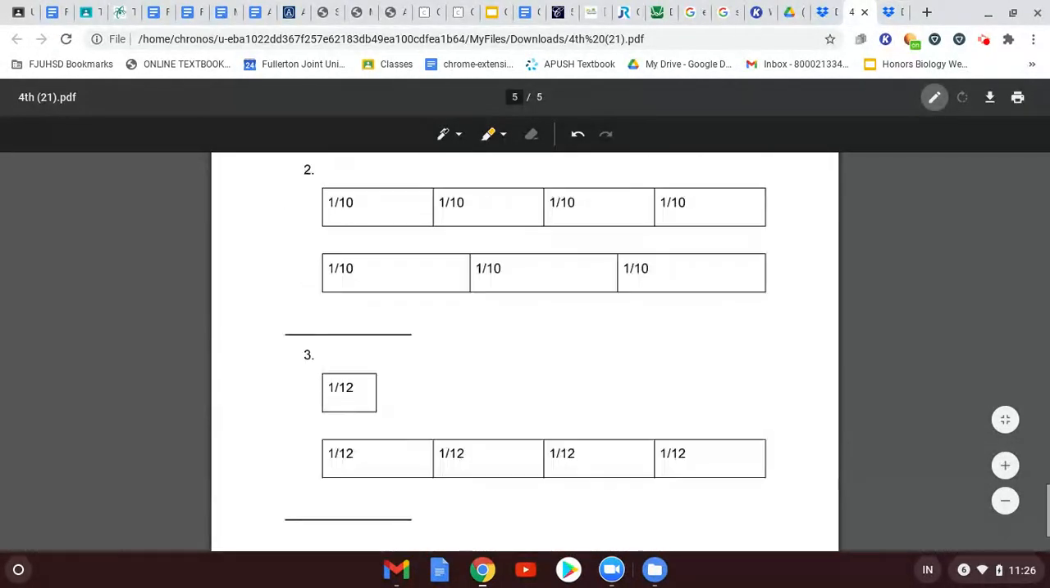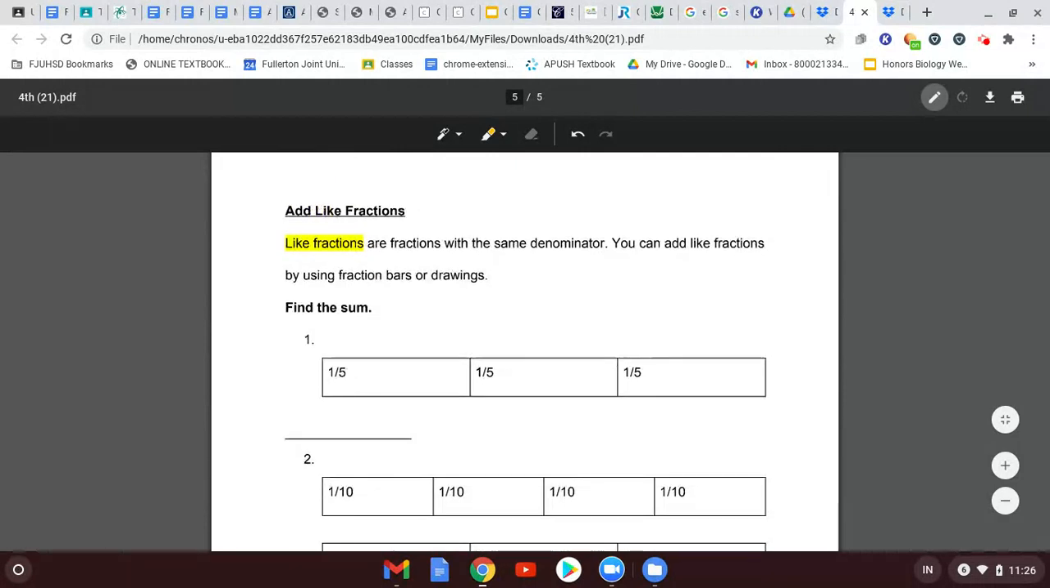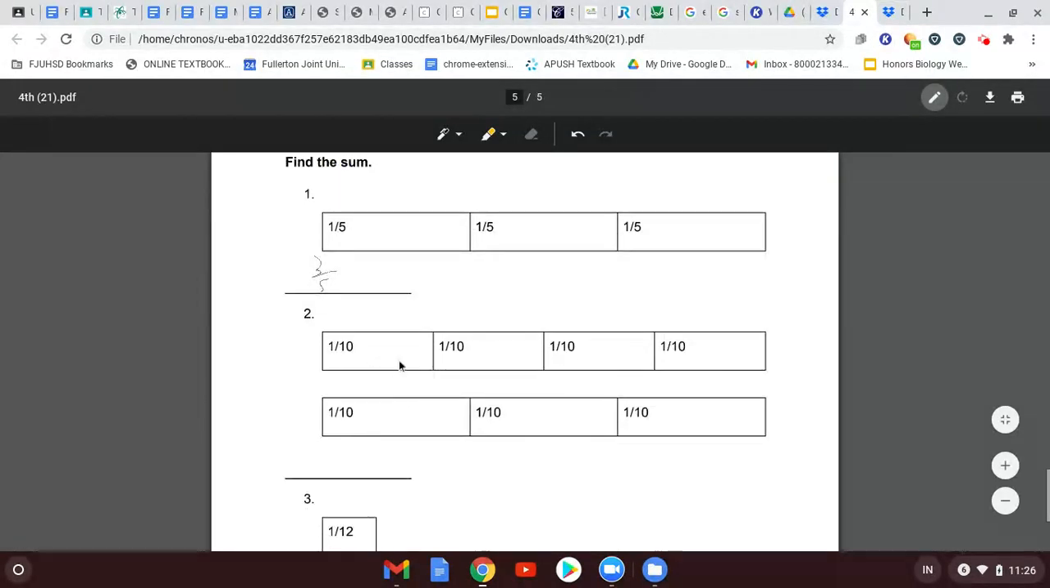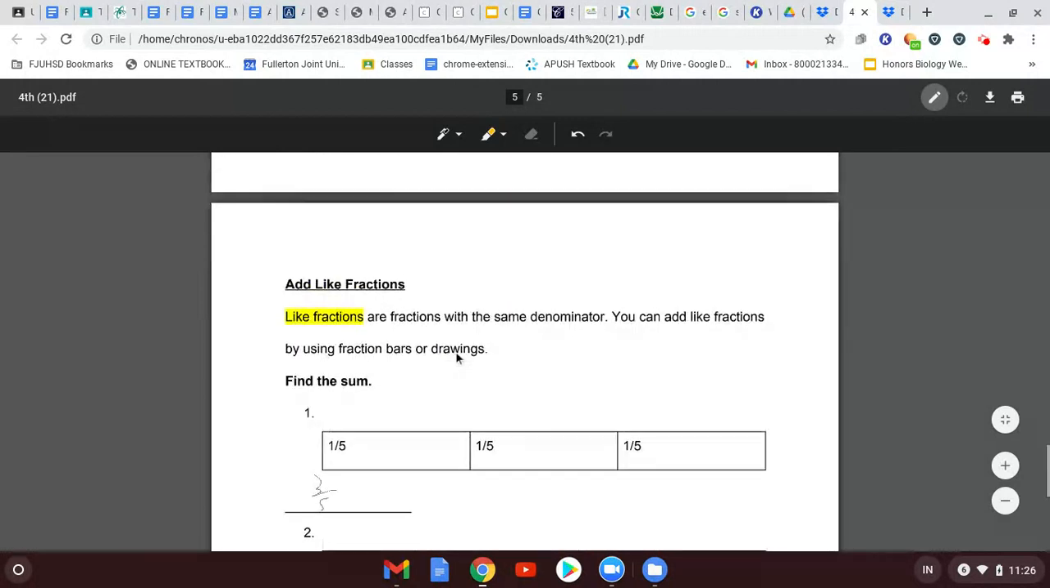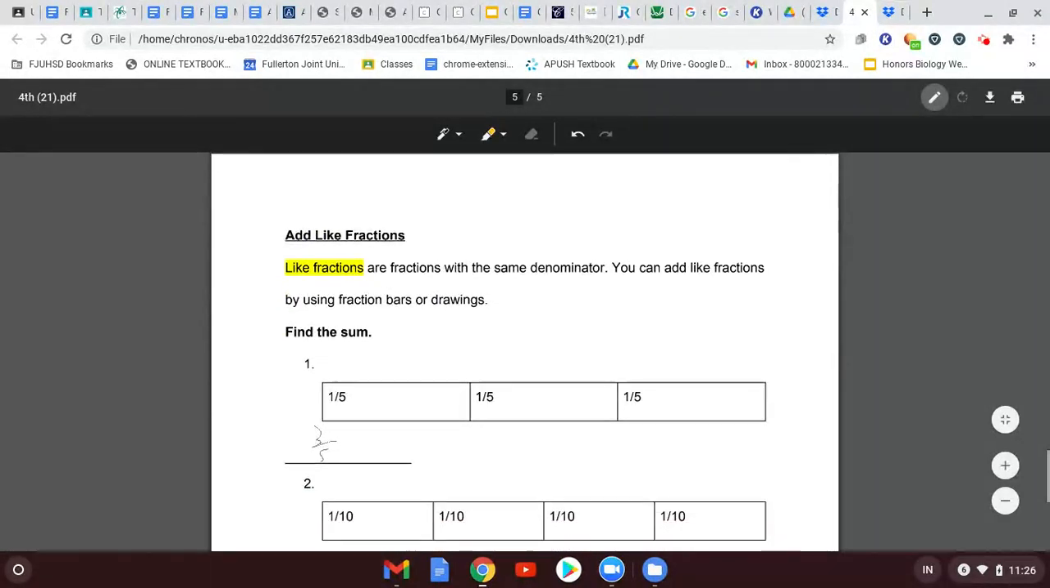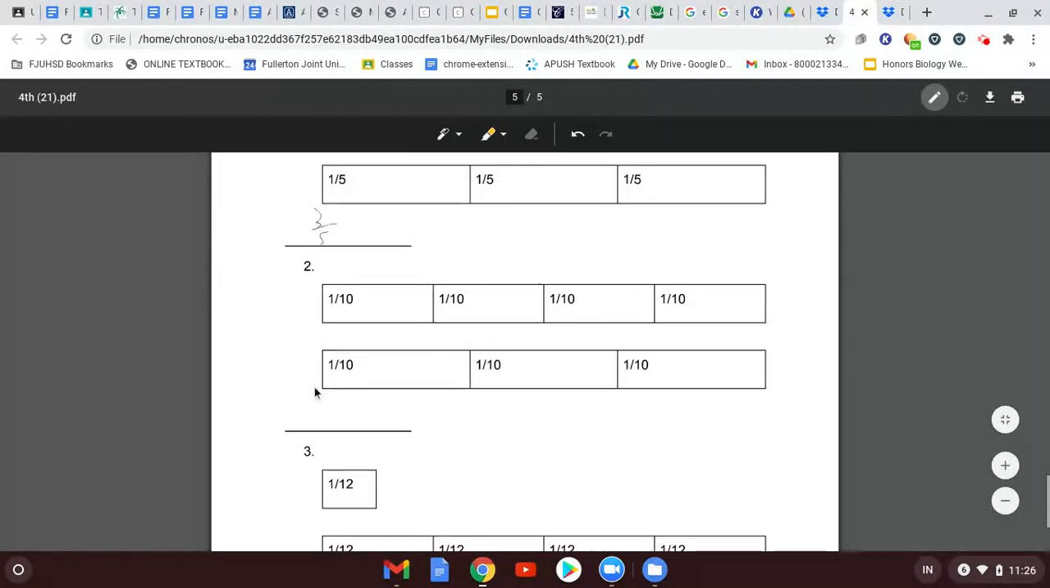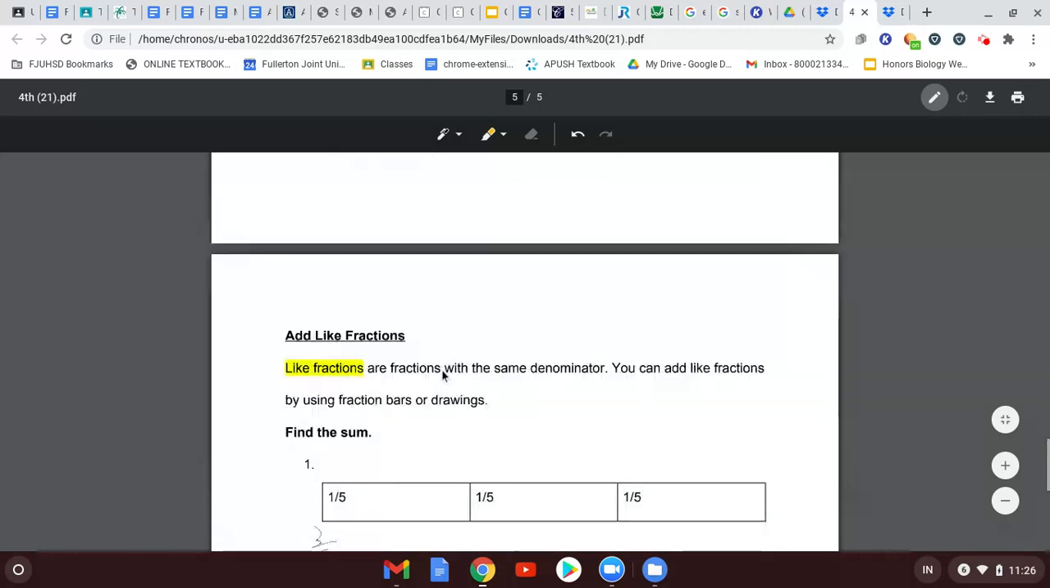Okay, now let's see. With this one, you can add. So adding 1/5 plus 1/5 plus 1/5 would just be 3/5 because you just add the ones. Okay, then this one would be the same thing. So 1, 2, 3, 4, 5, 6, 7. 7 divided by 10. Then it's basically just adding.